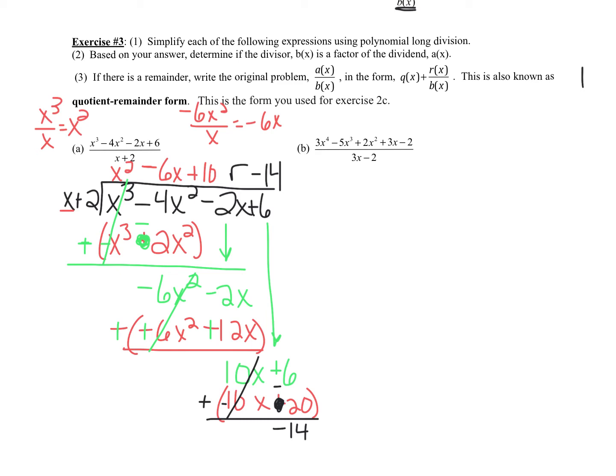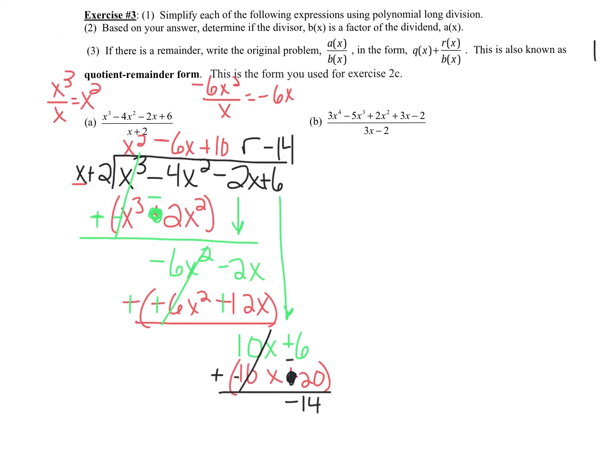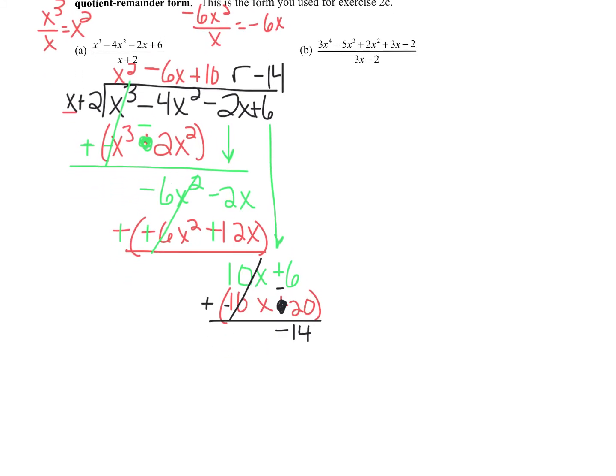Our second two parts, the first part was to simplify the following expressions using polynomial long division. The second part is to, based on your answer, determine if the divisor b of x is a factor of the dividend a of x. So basically we're just saying, did we find that it was a factor? The answer is here we have a remainder. So the answer to part B of this is no.